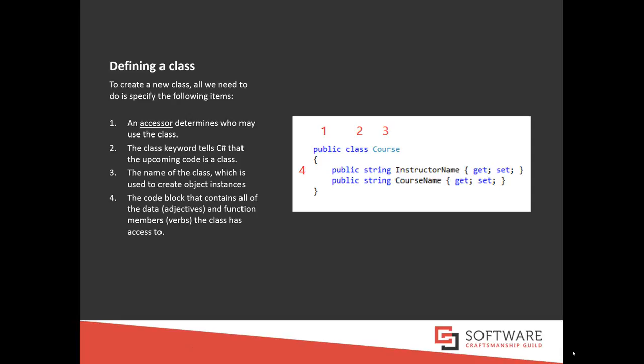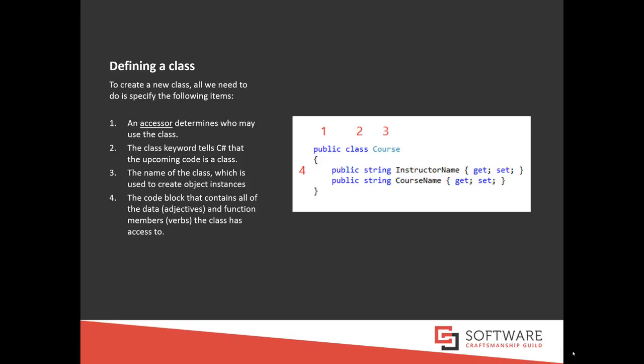Here's an example of a class definition that represents a course at a school. Public is the accessor, number 1. That means that any other class can use this class. Then we have our class keyword, part 2. And then the third part is the name. Now if we're representing a course, a good name for the class is course.